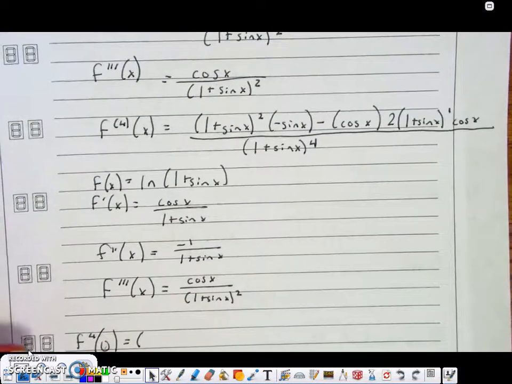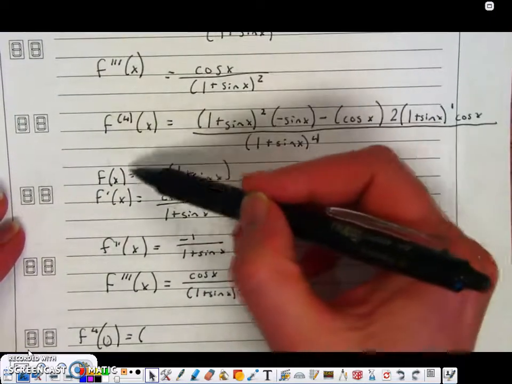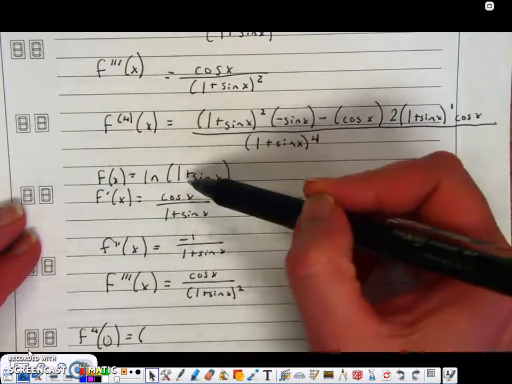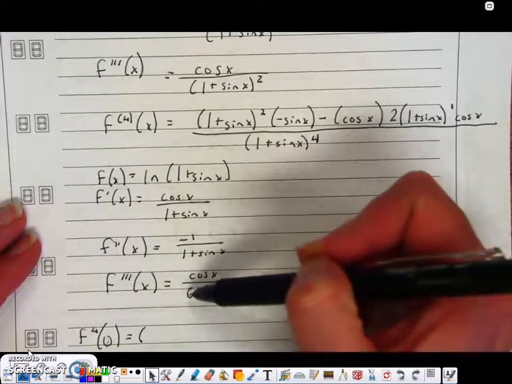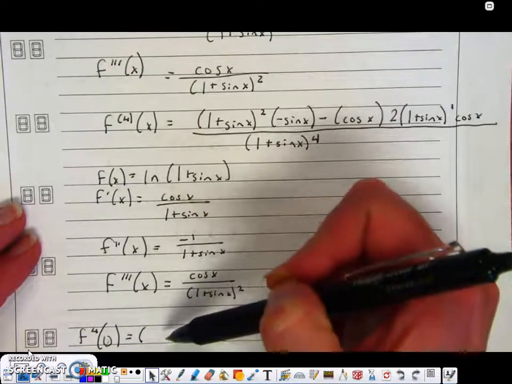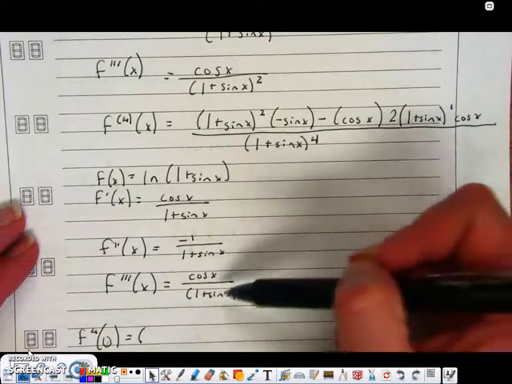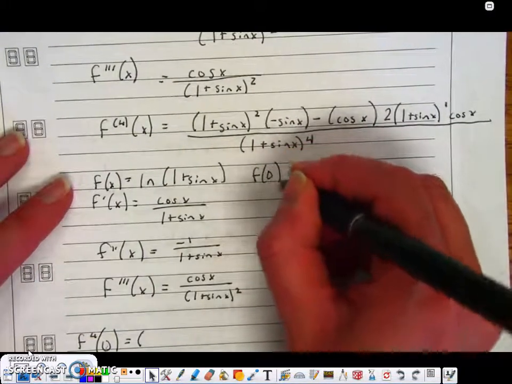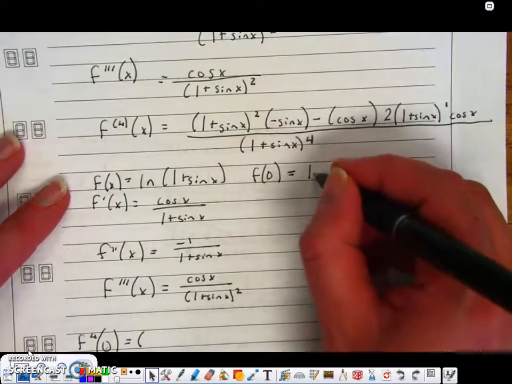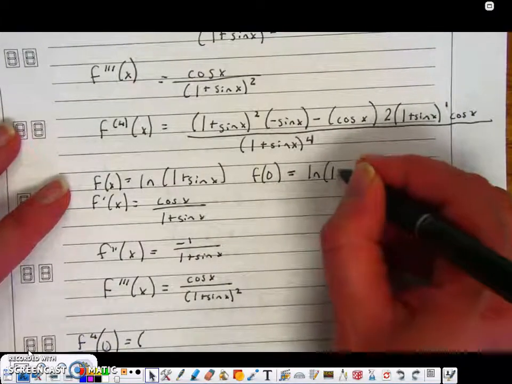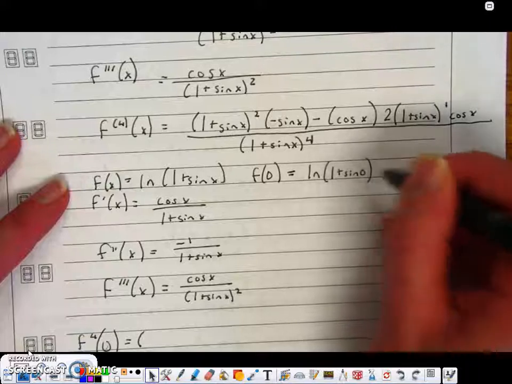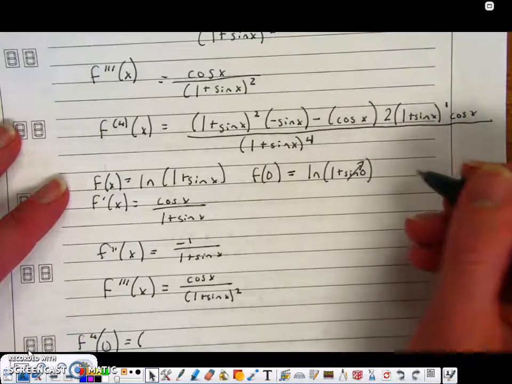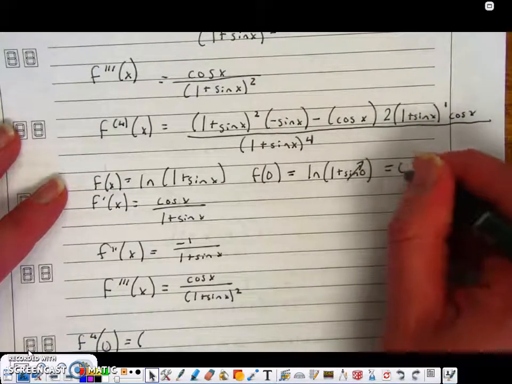So next we need to evaluate all of these at 0. So I went ahead and wrote out what we had for f of x, f prime of x, f double prime of x, f triple prime of x, and I didn't want to write all that out again, so I didn't. But we want to evaluate all of these at 0. So it's kind of easier to do if you can see right beside what you're doing there. So this would be ln of 1 plus the sine of 0. Sine of 0 is just 0. So this is ln of 1, which is just 0.